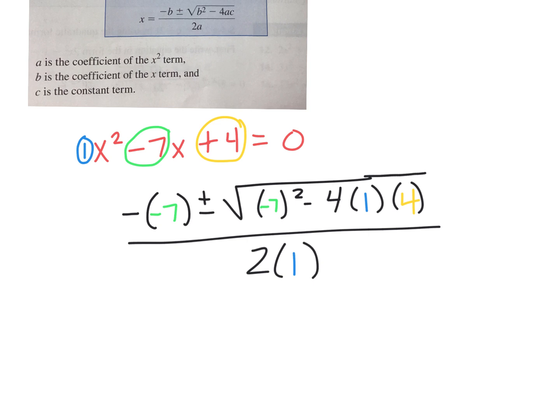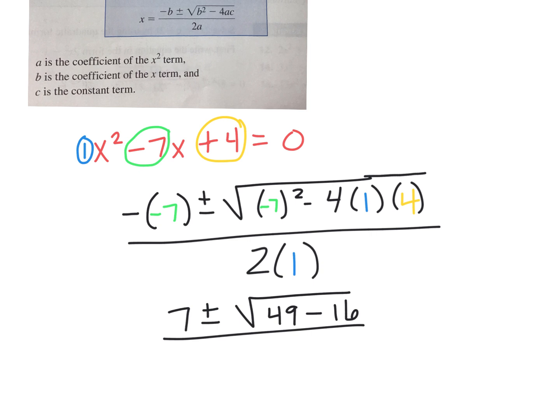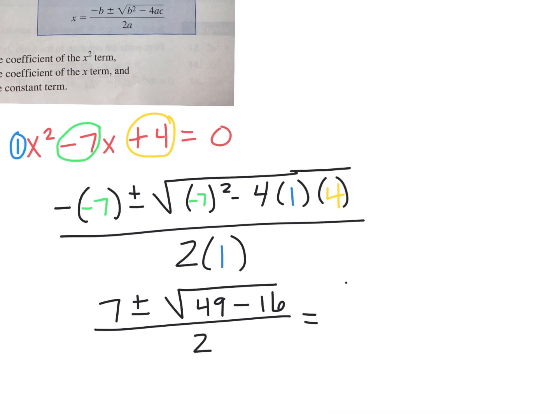All right, so if we plug and chug, as I like to say, minus a negative is going to be positive 7, plus or minus the square root. If we do 7 squared, that's going to be 49, minus 4 times 1 times 4, so 4 times 1 times 4 would be 16. And then 2 times 1 is just 2. And then we go over here, 49 minus 16 is going to give us what? 49 minus 16 over 2, 33.